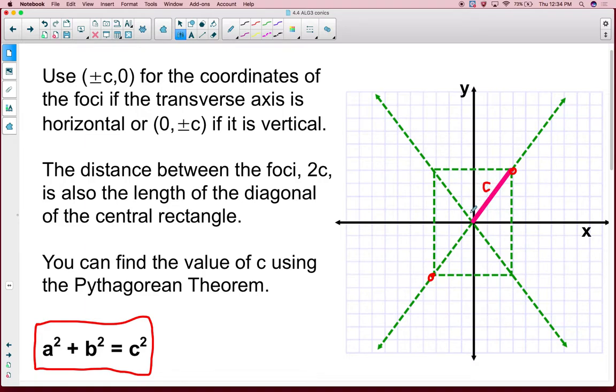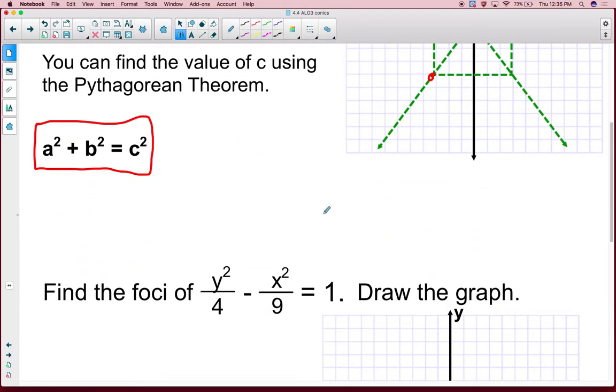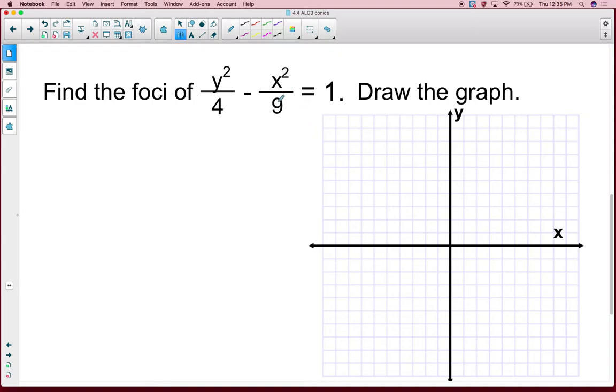Okay, so it doesn't actually matter if this is a vertical or a horizontal one. We'd still have A, B, and then C, and that would give us a right triangle. And therefore, you can use A squared plus B squared equals C squared right here. Okay, so let's try one out. Here we go, finding the foci and drawing the graph.